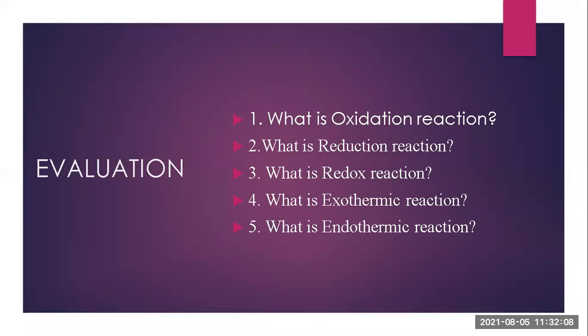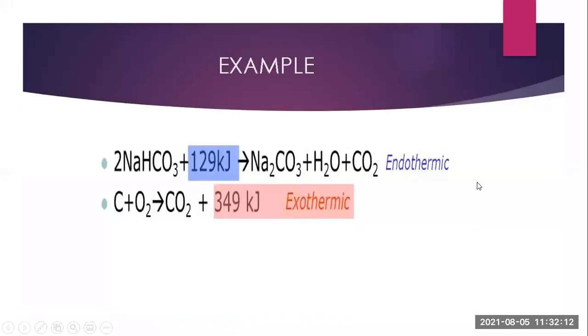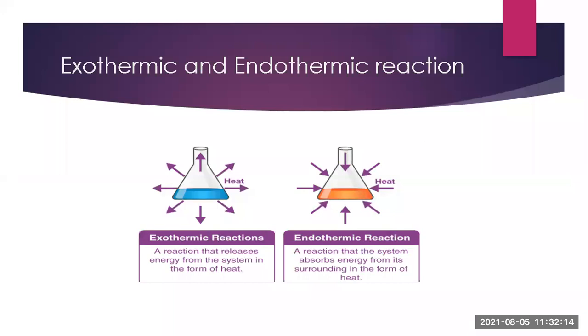Ma'am, what is an exothermic reaction? Exothermic is this one, the left hand side, where heat energy is released. Whenever any system is present and heat energy is being released, it is exothermic. Exo means exit and therm means heat. So here heat energy is released. Okay.